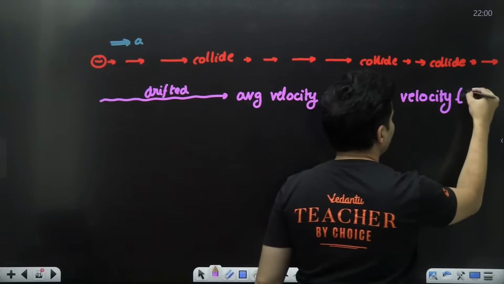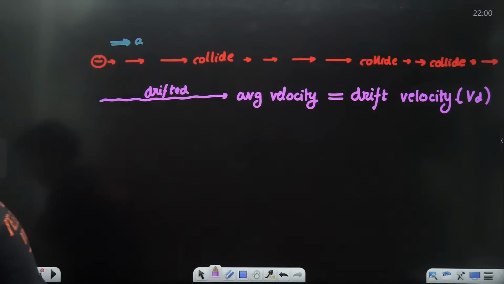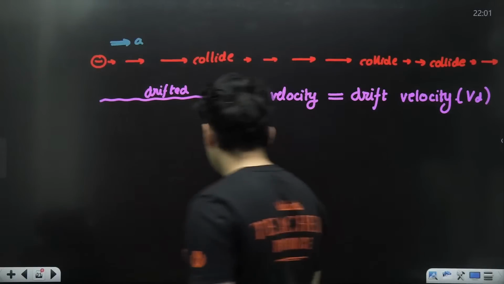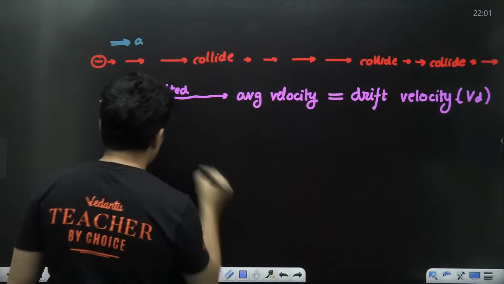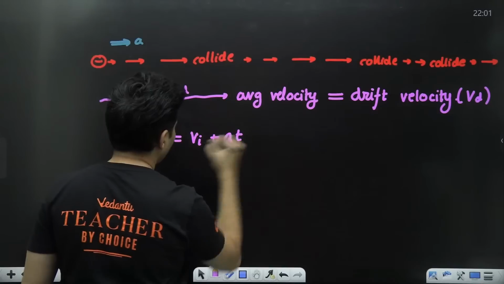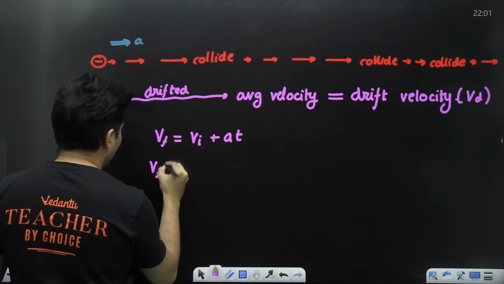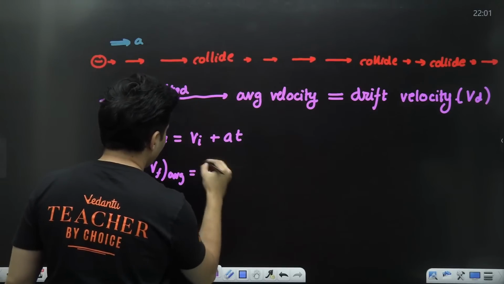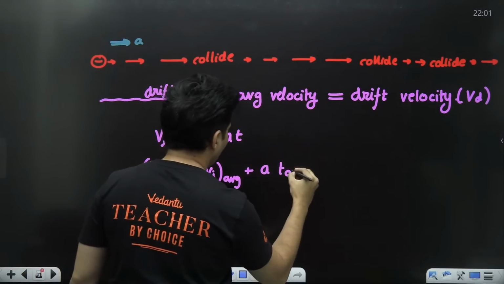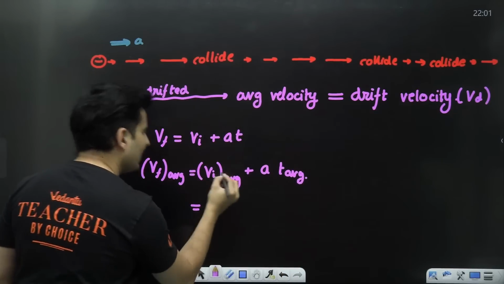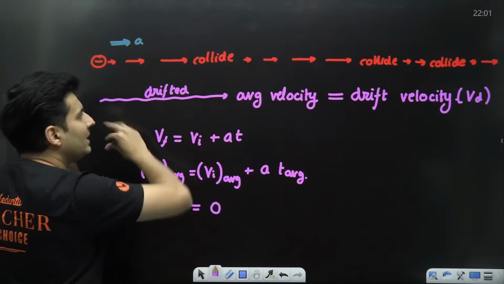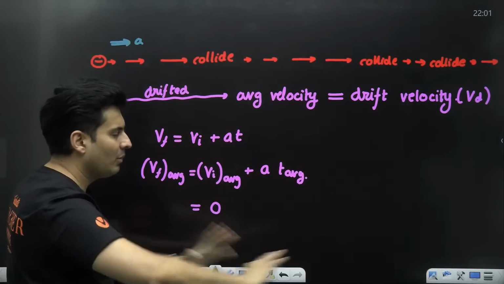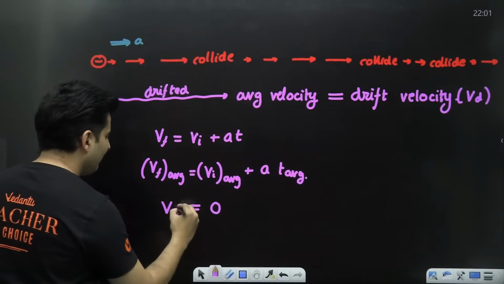Did you understand the meaning of this word drift velocity, Vd? Everybody till this point? Very good. Excellent. Now, if you look at only one electron, the final velocity is the initial velocity plus acceleration into time. But if you look at many electrons, the final velocity on an average is the initial velocity on an average plus acceleration into time on an average. The velocity after the collision is going to be 0 on an average. This final velocity on an average by which they keep on moving is basically your drift velocity, Vd.